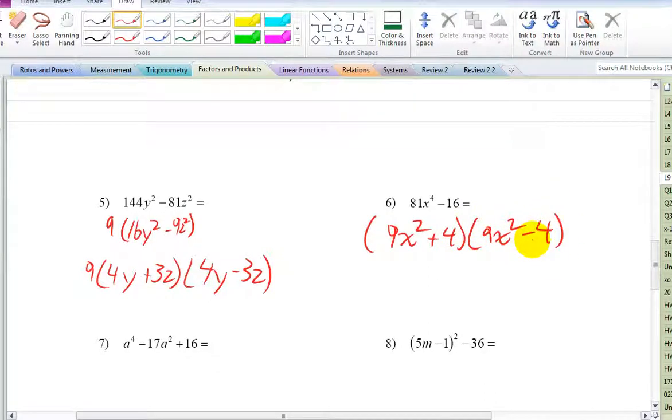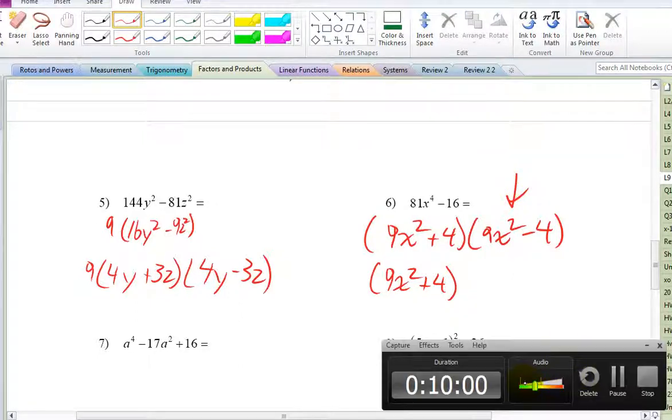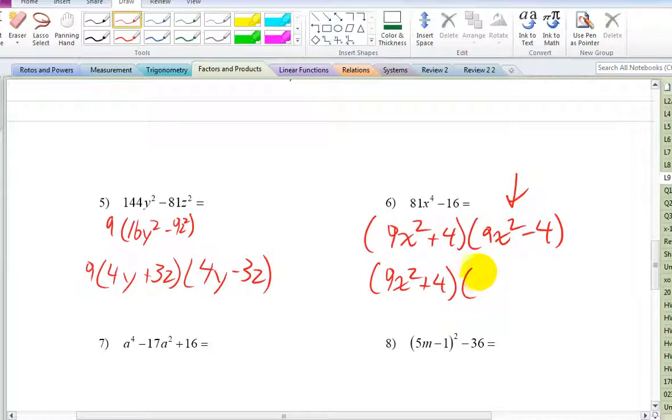Okay, this is not your answer. Why isn't it your answer? Because this is not done yet. You can do a difference of squares one more time. Go. So 3x plus 2 times 3x minus 2. How many different factors there? 3. Right? Here's 1, 2, 3 different factors.